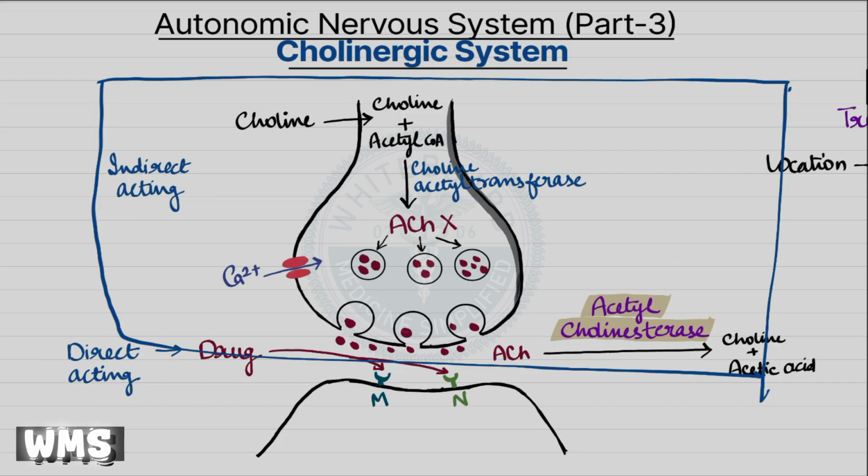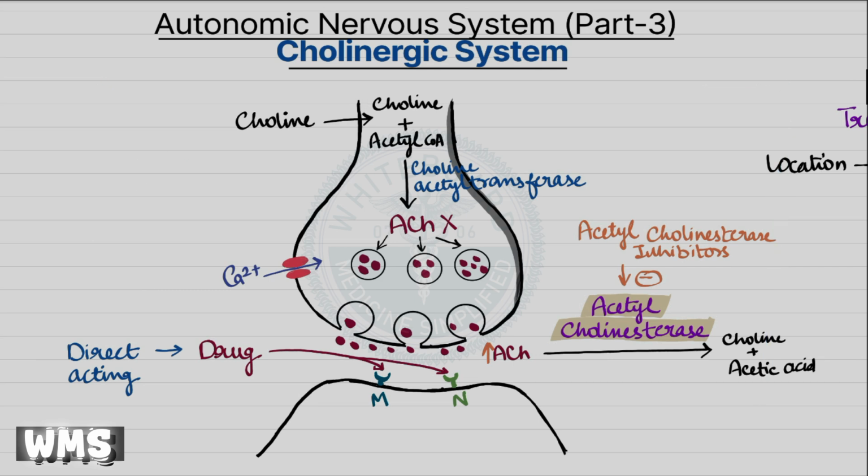The most important example of an indirect acting drug is acetylcholinesterase inhibitors. They increase the level of acetylcholine in the synapse by inhibiting acetylcholinesterase. As a result, more acetylcholine accumulates in the synaptic cleft, and this excess acetylcholine then stimulates the receptors. If there is no synapse or nerve terminal present, an indirect acting drug does not have any effect on the receptors.